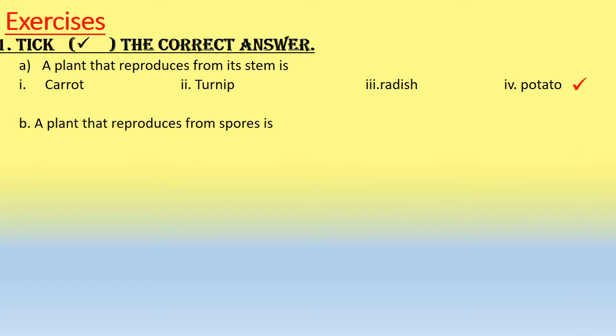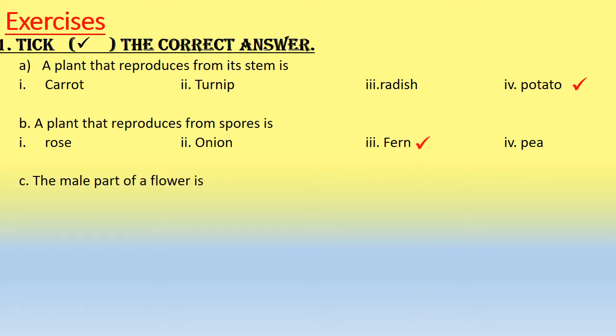Part B, a plant that reproduces from spores. Rose, onion, fern and pea. So here only fern will reproduce from its spores. Part C, the male part of a flower is stigma, anther, style and ovary. So its correct answer is anther, because the rest of the parts which are mentioned here are female reproductive parts of a flower.